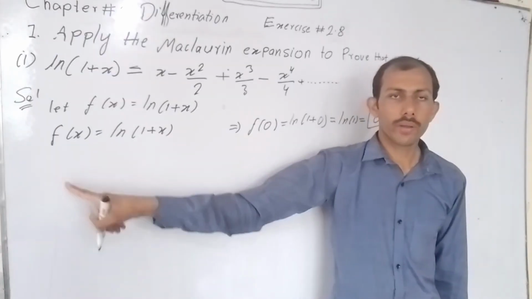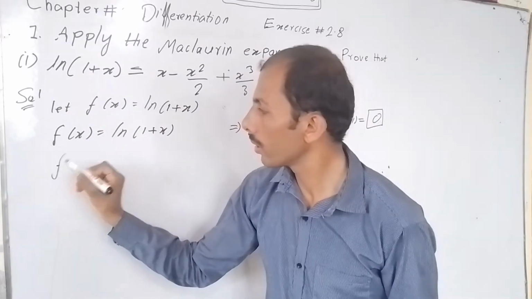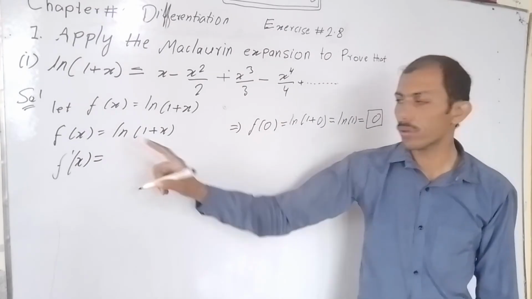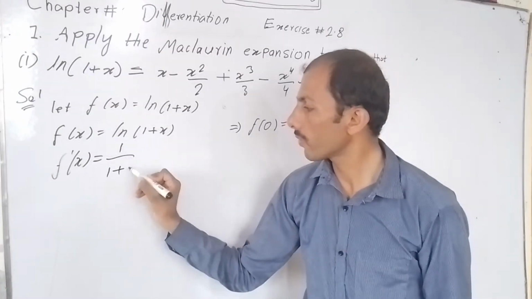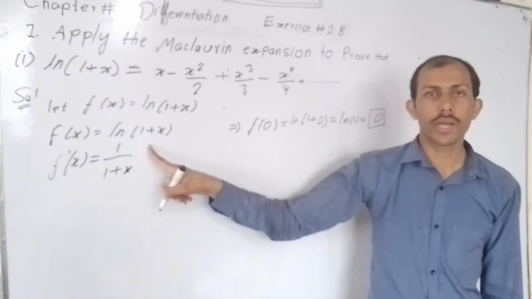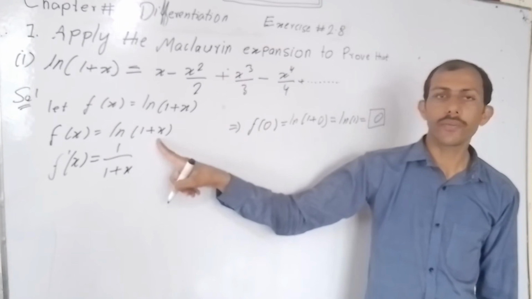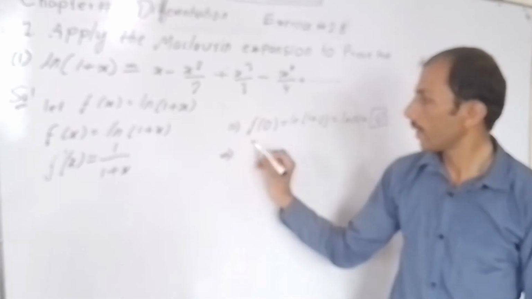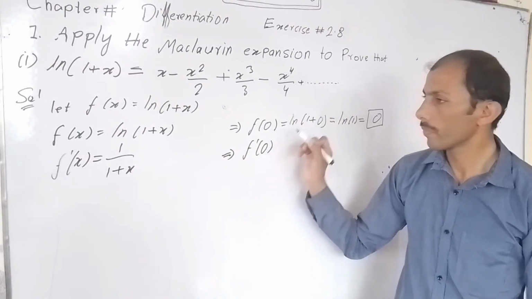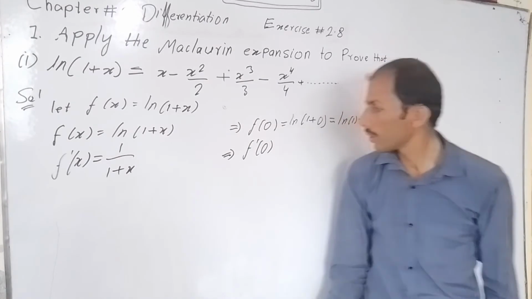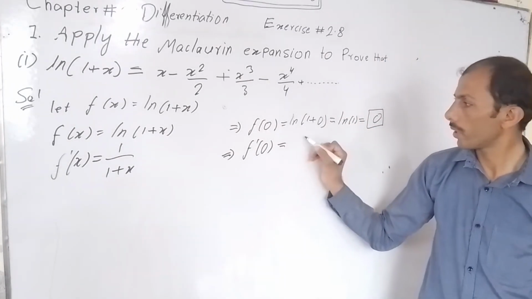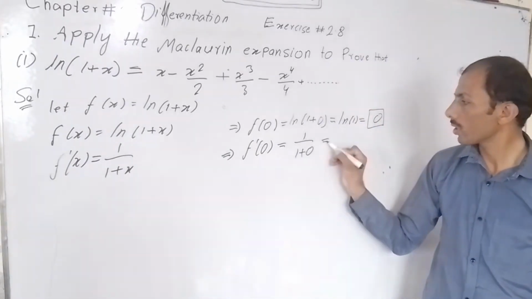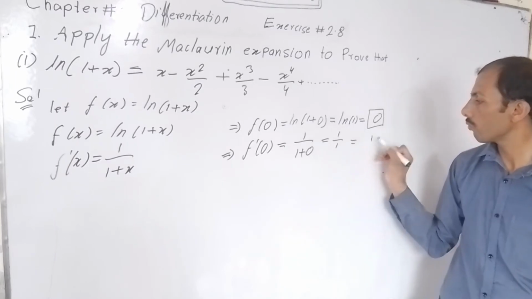Next, f prime of x means the first derivative. f prime of x is equal to the derivative of natural log of 1 plus x, which is 1 divided by 1 plus x. Again, the derivative of 1 as a constant is equal to 0, and the derivative of x is equal to 1. This implies that f prime of 0, at x equal to 0, is 1 divided by 1 plus 0, which is 1 divided by 1, is equal to 1.